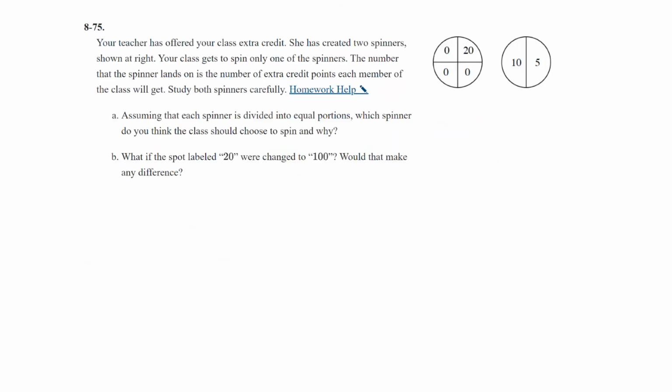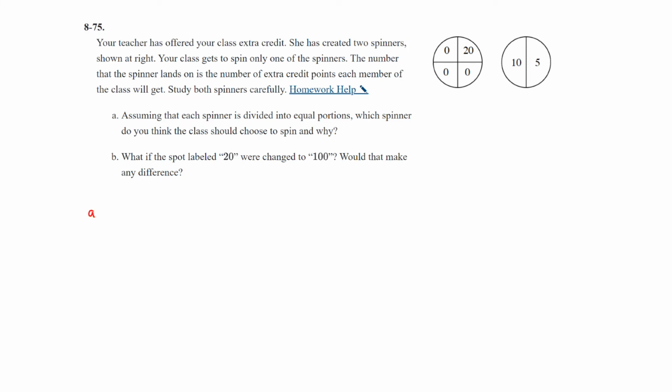Question 75. Your teacher has offered your class extra credit. She has created 2 spinners shown at the right. Your class gets to spin only one of the spinners. The number that the spinner lands on is the number of extra credit points each member of the class will get. Study both spinners carefully. Assume that each spinner is divided into equal portions. Which spinner do you think the class should choose to spin, and why?